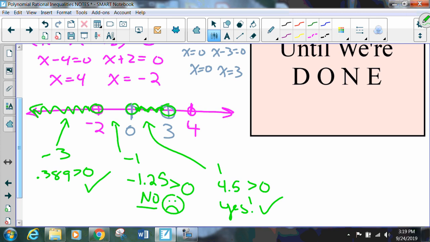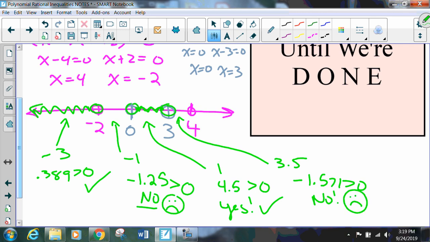All right, between 3 and 4, are there any good numbers between 3 and 4? I don't know, I'm using 3.5. When I plug that into my calculator on the left side, I got negative 1.571. Is that greater than 0? No, you are not part of our solution. And finally, I plugged 5 in because as I test to the right of 4, I'm plugging 5 in, and I got a 0.7. Is 0.7 greater than 0? Yes, it is. Welcome to the solution.